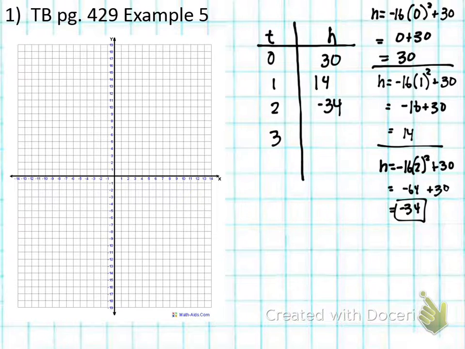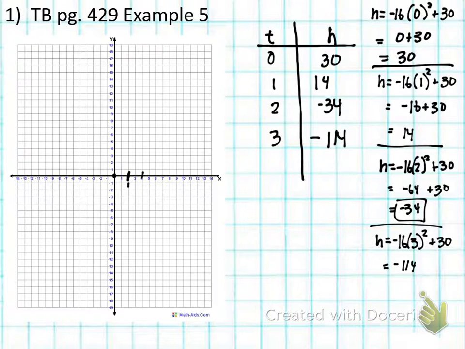So continuing on, what about 3 seconds? How far is the stick from there? Let's have you guys do that one. So I want you to plug in, instead of t this time, I want you to put h as equal to 3. I'm sorry, not h. T is equal to 3. So negative 16 times 3 squared plus 30. Okay? By yourselves, ready to go?